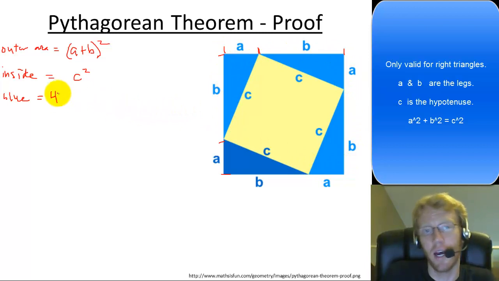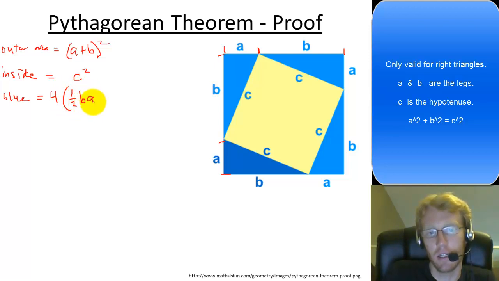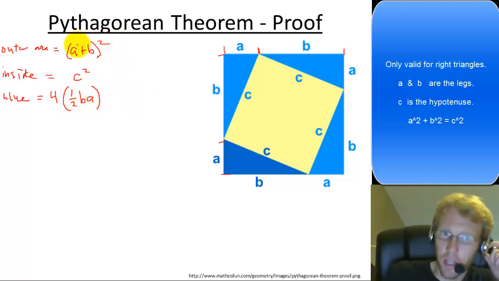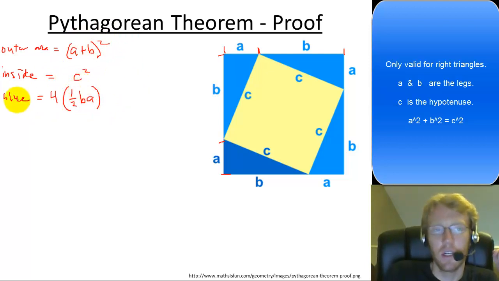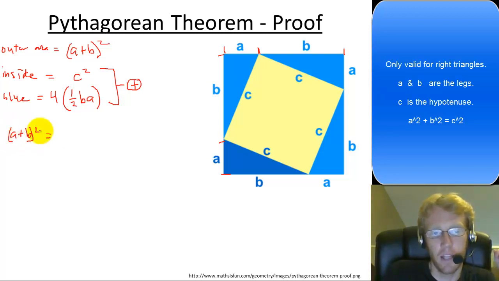The formula for a triangle is 1/2 base times height. So you have 1/2 base B, height A. The whole thing is A plus B squared. The inside is C squared, and the blue part is 4 times 1/2 BA. Now we know the blue plus the yellow has to add up to the total. So these two things added together has to equal this thing. So let's write that. A plus B squared, that's the total, has to equal C squared plus 4 times 1/2. What's 4 times 1/2? 2. BA, we'll write that as AB. Just change the order.